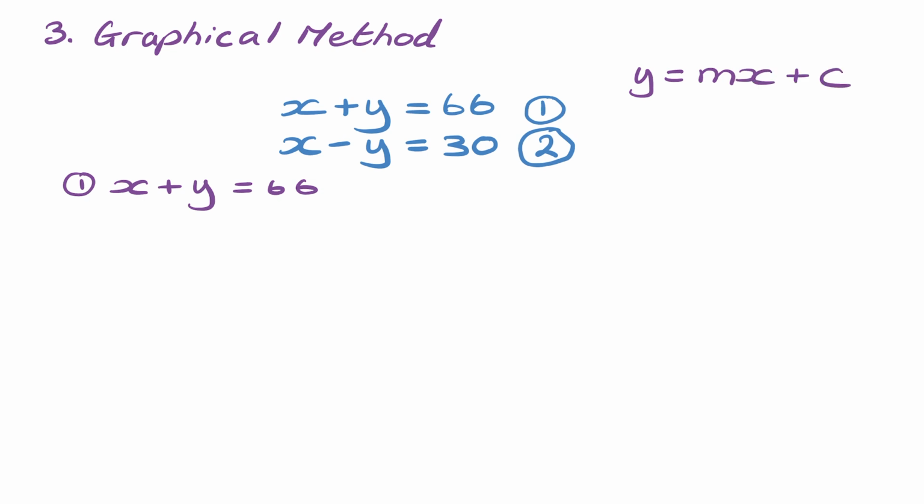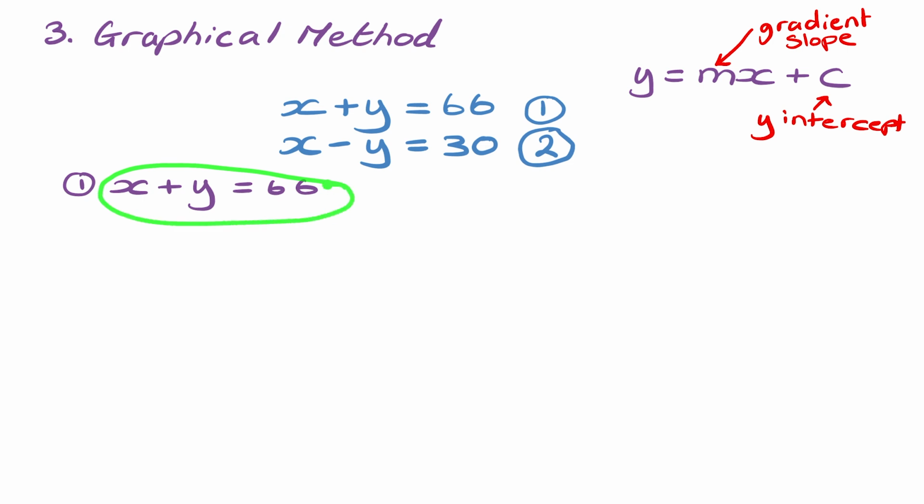I know some countries will use b instead of c, but if I give you a breakdown of what each one means: m is just your gradient or your slope, and c is your y-intercept, which is just where the line will cross the y-axis. So we are going to rearrange this so it's in exactly that form.